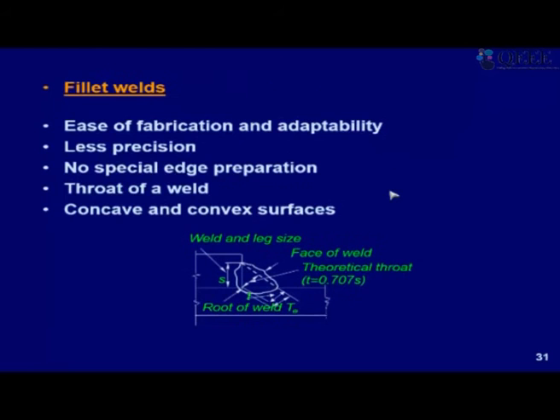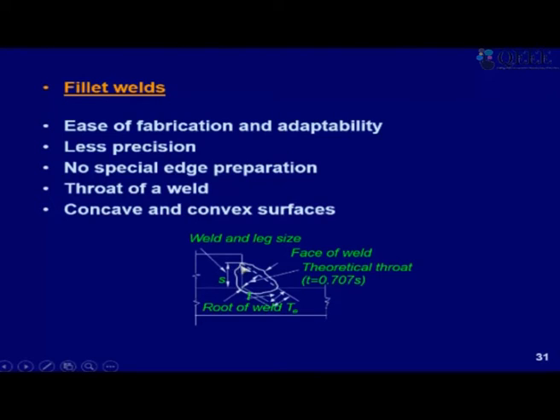Fillet welds have their own advantages. They have ease of fabrication and adaptability. I don't have to cut the plates exactly touching, butting each other. I can just overlap. That means I have tolerance. Little more, little less is not a problem. Okay. So it requires less precision in the fabrication, no edge preparation.